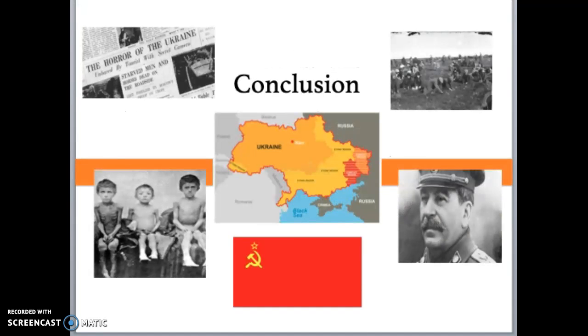In conclusion, 10 million deaths were a result of this genocide. Joseph Stalin, along with the Soviet Union, played a big role in this event, and we study this in hopes that the horrors of history will not repeat themselves.